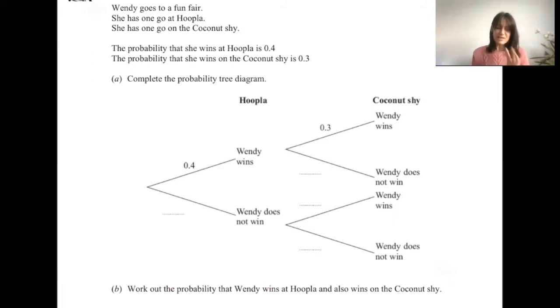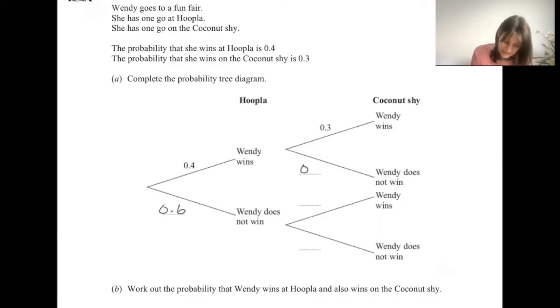Okay, so these questions are very standard. Usually it is to complete the tree diagram that's already been created for you. So probability, what they're testing here is that you know it adds to 1. So if the probability is 0.4 to win, to not win, it will be 0.6.